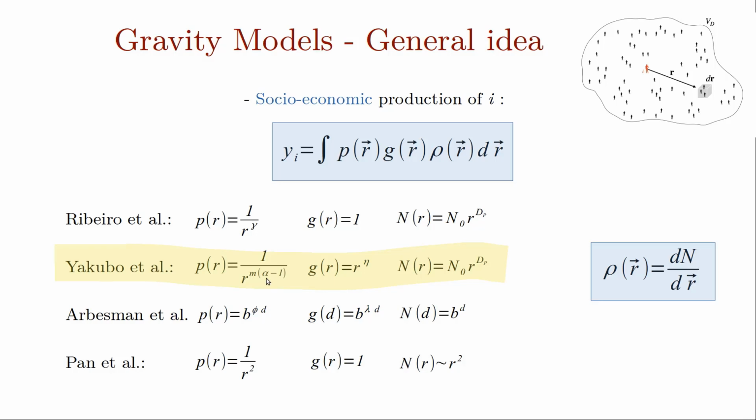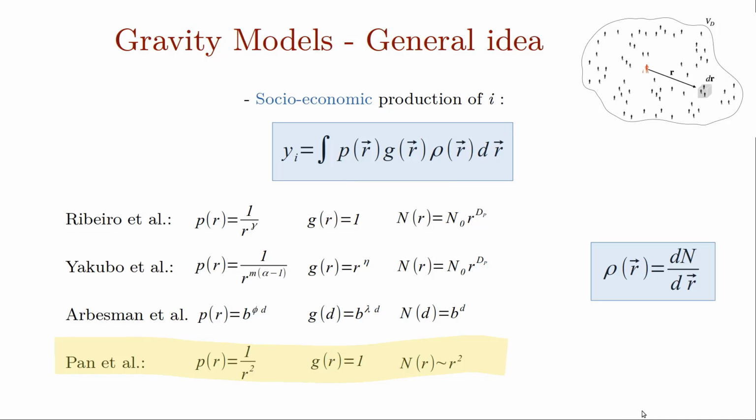And also that the socioeconomic production of a single interaction depends on the distance of the people, right? Also, you have the Arbesman et al. model that considered not Euclidean distance as the interaction, but in fact the socioeconomic distance, the social distance between the people. And Pumain, that I already talked about, is a particular case here as well. So you can get all these models using this general approach for the gravity model, right?